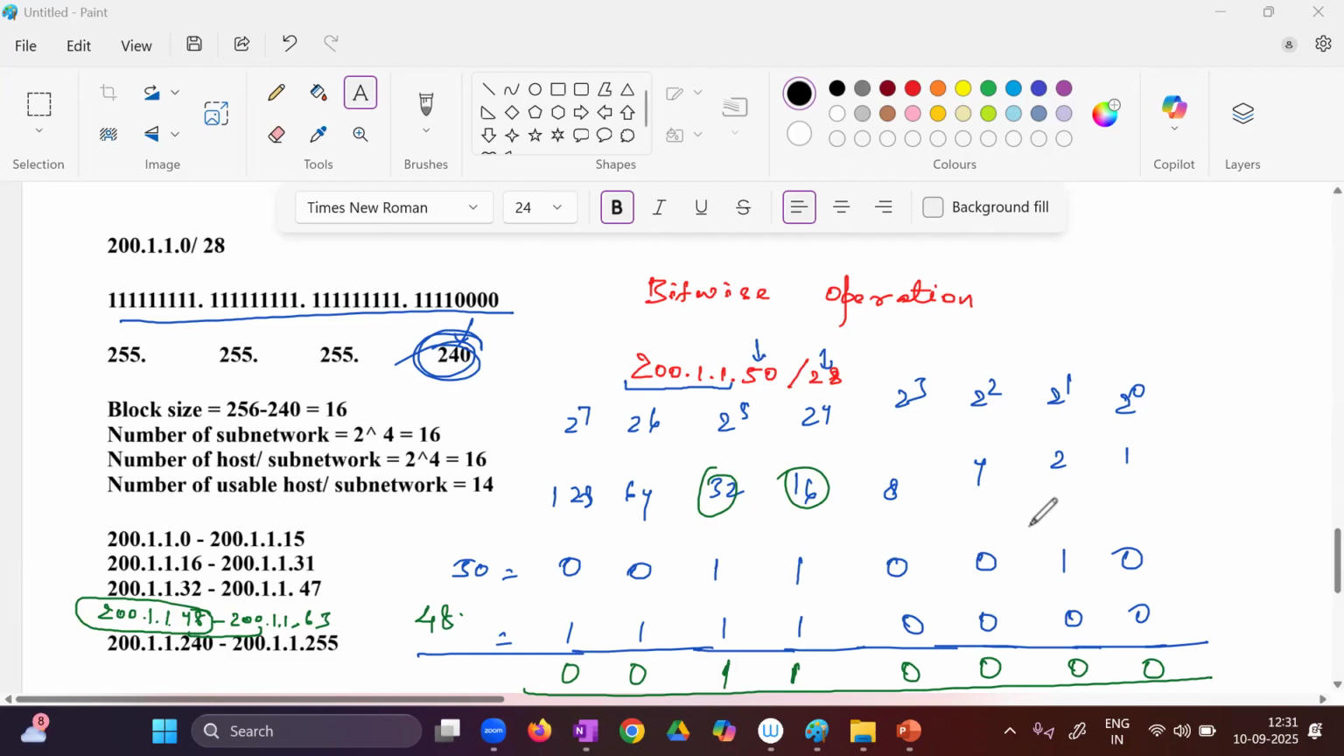Bitwise operation, what you have to do? First, you will write the last one into the bit form. Then you will convert this 28 the same way we are converting. Then you will write this 240 into the bit form. On both sides you do the bitwise operation. If both side 1, make it 1. If one side 1, one side 0, always 0. Both side 0 is always 0. Only one condition you have to remember, that is both side 1, 1. Right?